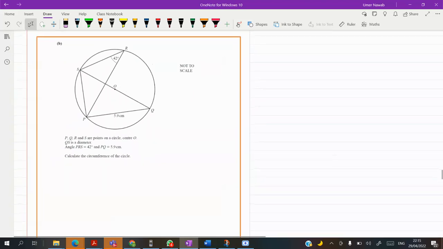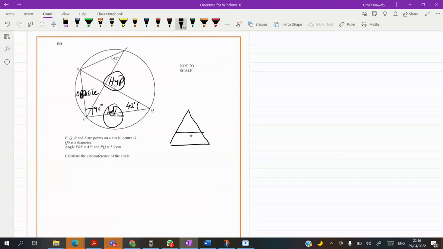Here in this question, he gave you this, and the circumference is to be found. SQ is a diameter. So this is 42, and this is 90 degrees. I can use SOHCAHTOA. How? This is opposite, this is adjacent, and this is hypotenuse. So I want to use hypotenuse and adjacent. It means I need to use CAH.